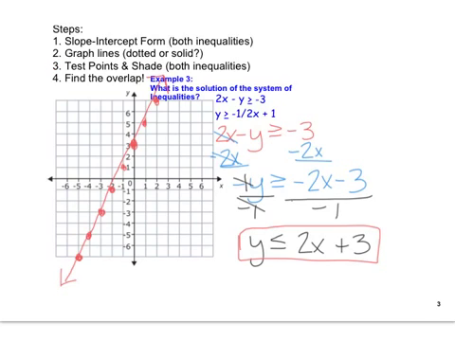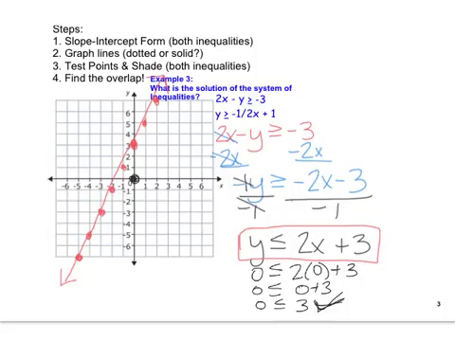Well, I like to use the origin (0, 0) as my test point if at all possible. So I'm just going to say, if I were to substitute in a 0 for y and also 0 for x, would I get a true statement here? Well, 2 times 0 is 0. 0 plus 3 is 3. Is 0 less than or equal to 3? And I would say yes, it is. That's true. That's supposed to be a check mark.